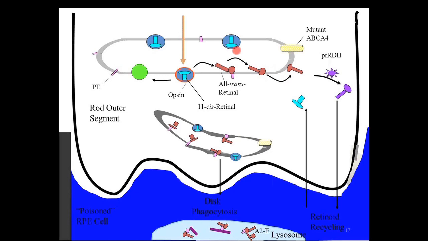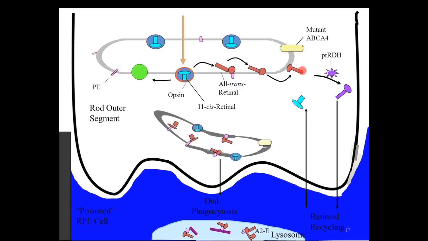Now this is happening at an incredible rate. When you go out into bright sunlight, this is happening at a rate of 10,000 times per second. And so a lot of this molecule has to be generated. And what we believe now is that ABCA4 facilitates the movement of this lipid and vitamin A complex from the inside of this disc to the outside of that disc.